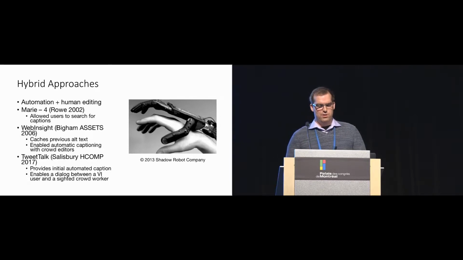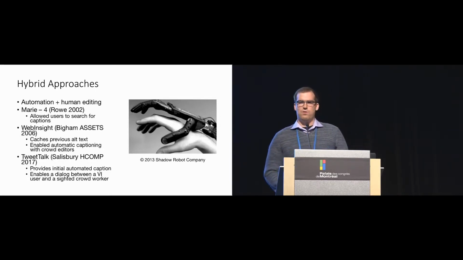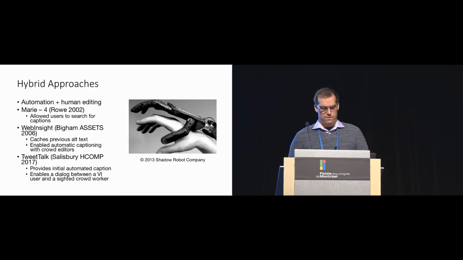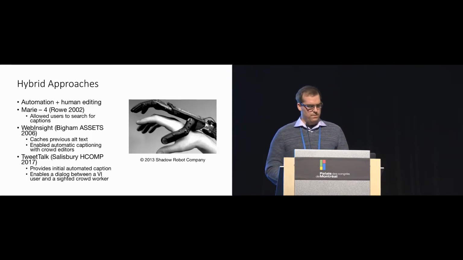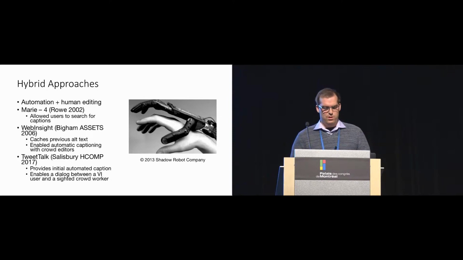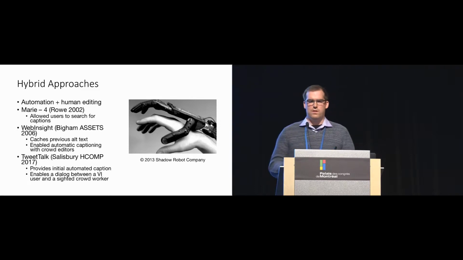Another approach for generating image descriptions is to use hybrid systems, which use a mix of automation and human editing or verification. In Marie 4, users were able to search for captions for an individual image using a custom search engine. While in Web Insight, users were able to receive captions in near real time for images in the browser using an automated system and crowd workers. TweetTalk presented a system in which the user was presented with an initial automated caption, but opened up a dialogue between a sighted crowd worker and an end user, allowing the user to probe about different questions related to the contents of an image.